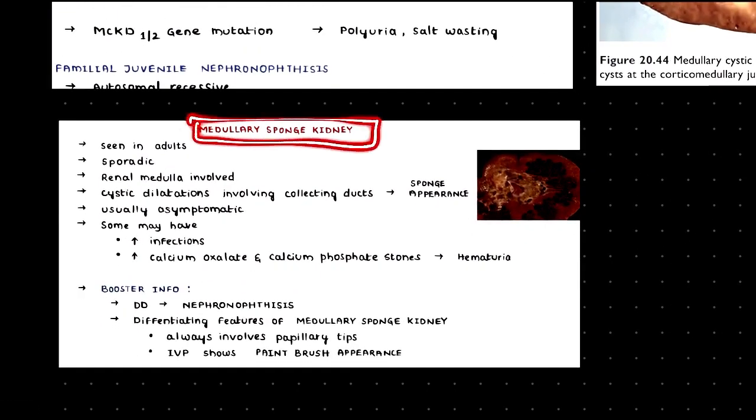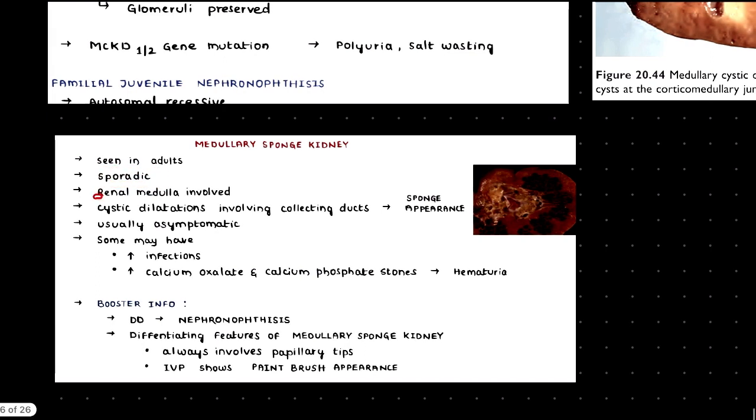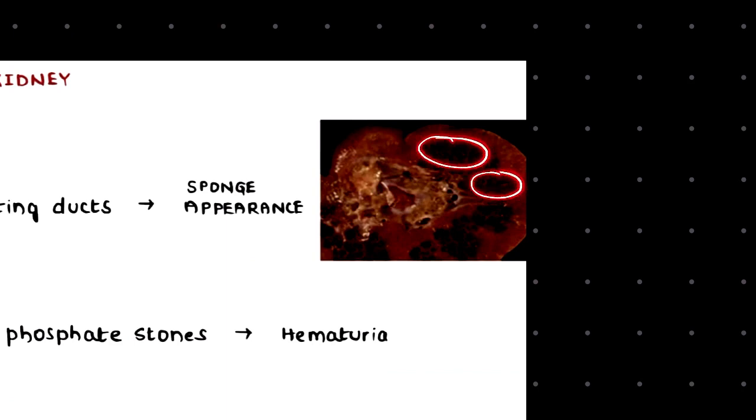Now moving toward medullary sponge kidney. The thing we need to understand is that it is seen in adults, and there is no specific mode of inheritance, so it is sporadic in nature. There will be involvement of the renal medulla, as the name suggests. There will be cystic dilatation involving the collecting duct, present in the medulla, and this will cause a sponge appearance. As you can see right here, these are spongy appearances because of cystic dilatation.